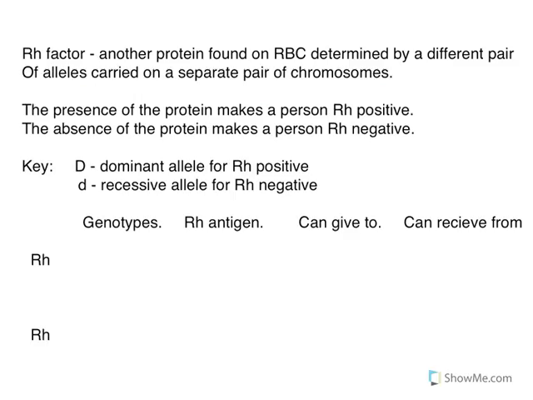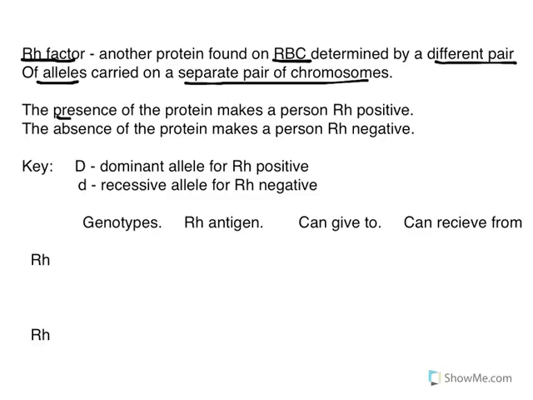In addition to understanding the proteins that determine blood type, there's another protein that also has to be considered when giving a transfusion, and that's called the Rh factor. This is also going to be found on the red blood cells, but it's determined by a different pair of alleles that are carried on a separate pair of chromosomes. So they're inherited independent of the blood types.